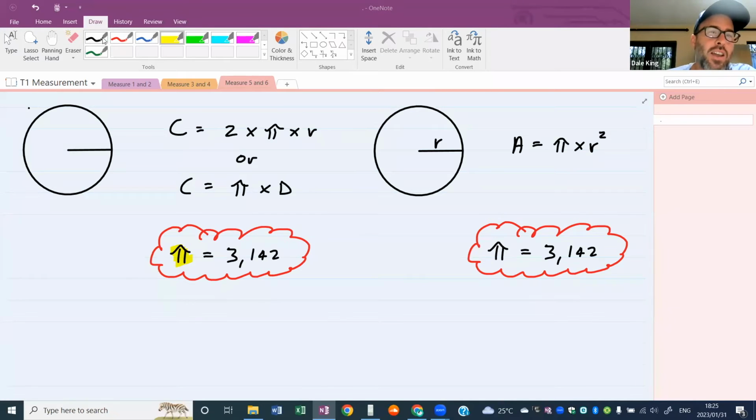So that symbol is pi. Okay. Now, where do we get this thing from? We get it from your calculator, or they give it to you. You don't have to remember it. It's on your calculator.